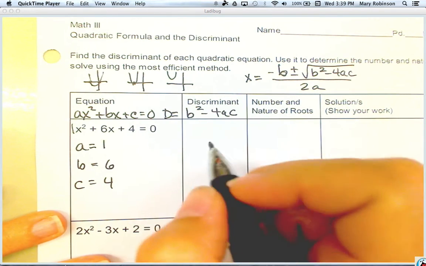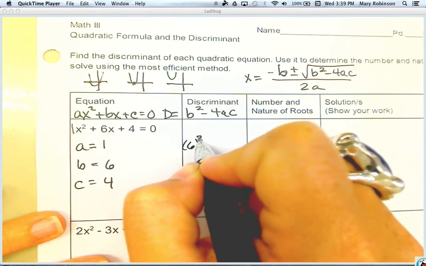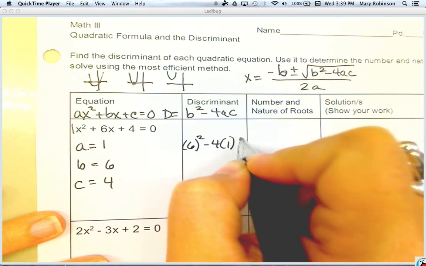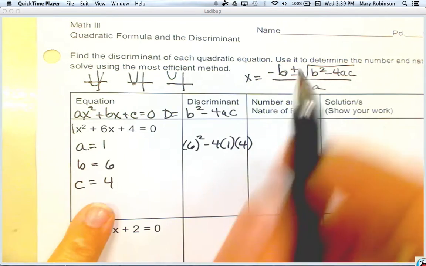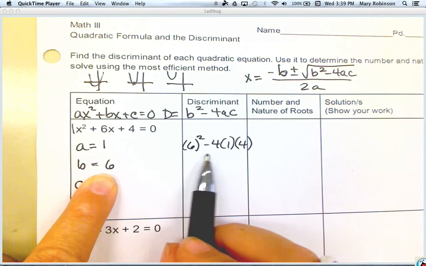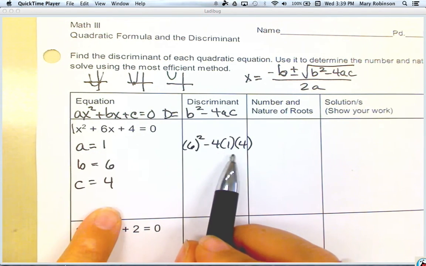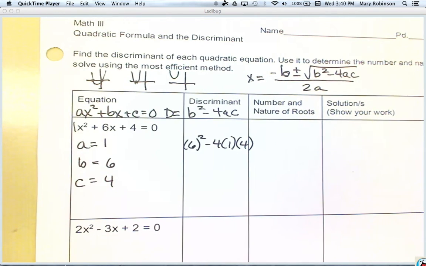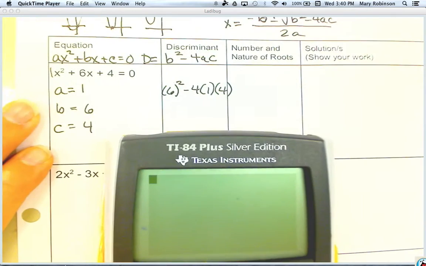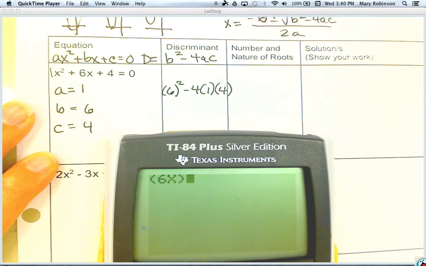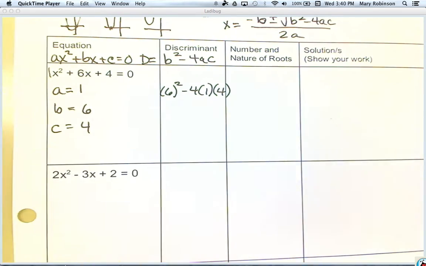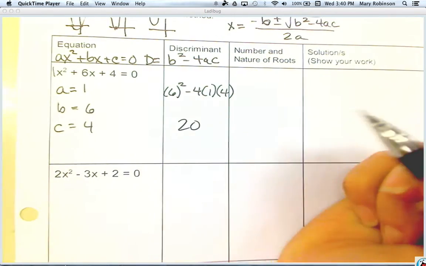So to find our discriminant, place everything in parentheses. We're simply substituting our values here: b squared minus 4 times our a value times our c value. And then we always want to just type it in our calculator. No sense in getting it wrong. So, 6 squared minus 4 times 1 times 4 is 20. So I'm going to write down 20.